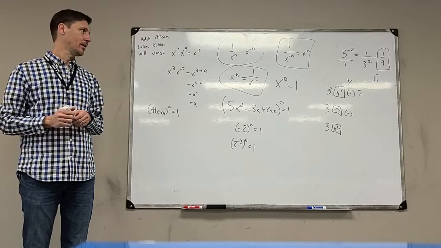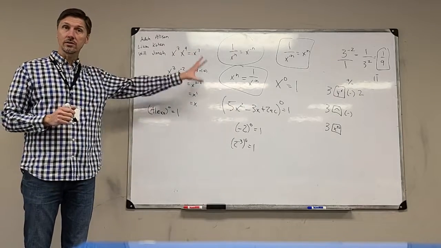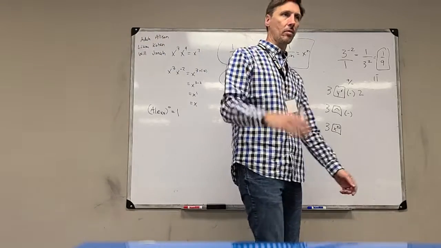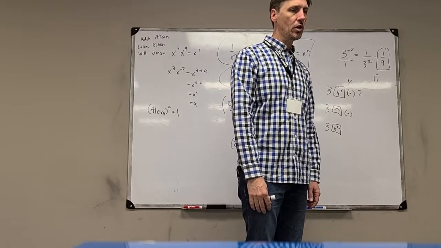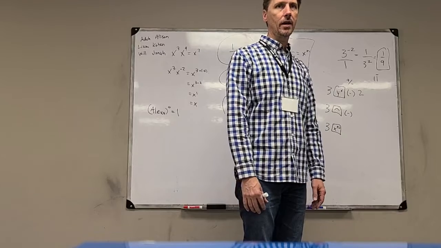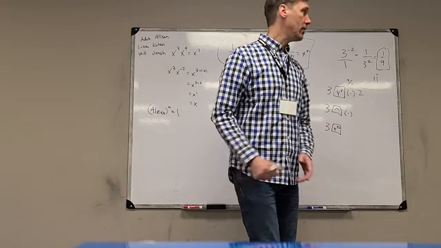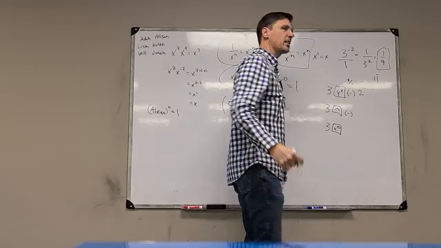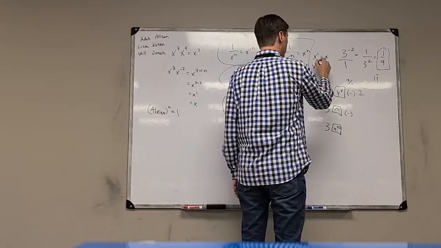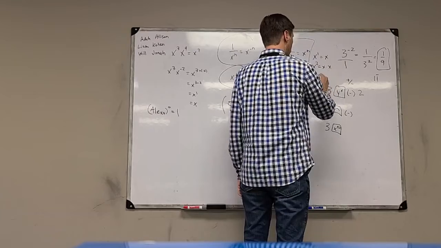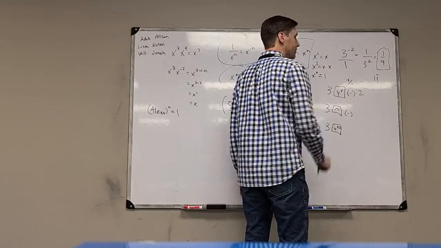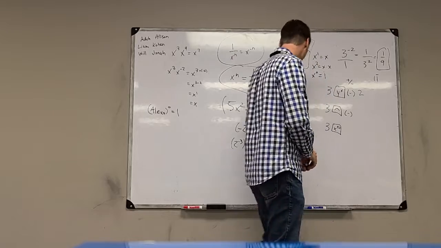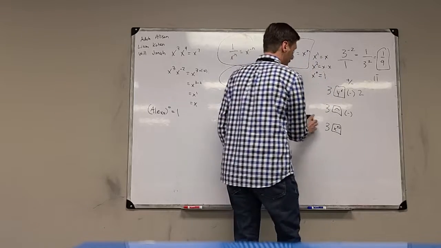Everybody good with these rules? The 0 one's just a weird one that you just have to remember. There's no good way for me to explain that. If I know that x to the 1 means I have 1 x, so that equals x, that makes sense. And x to the 2 means I have 2 x's. So why would x to the 0 be 1? It's just a rule that you have to memorize.